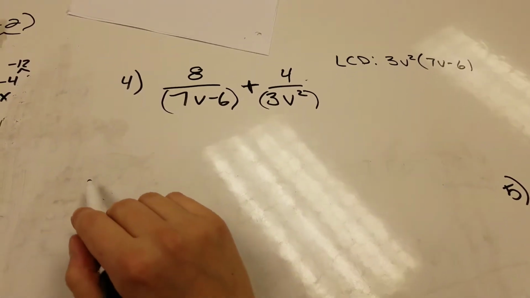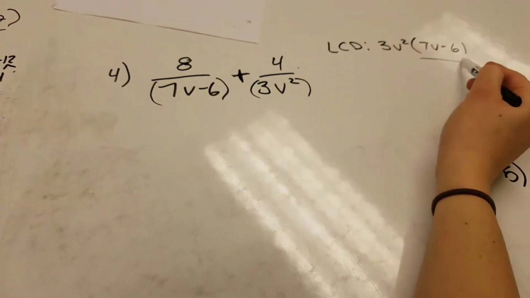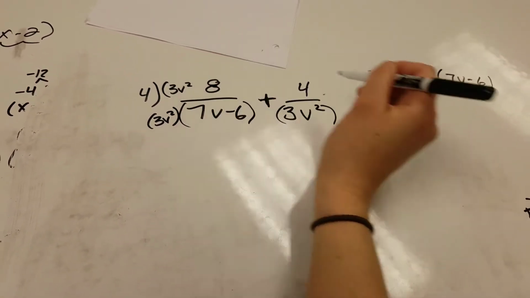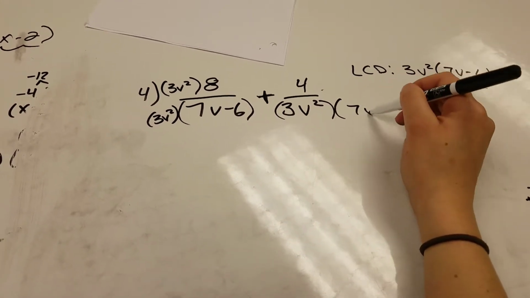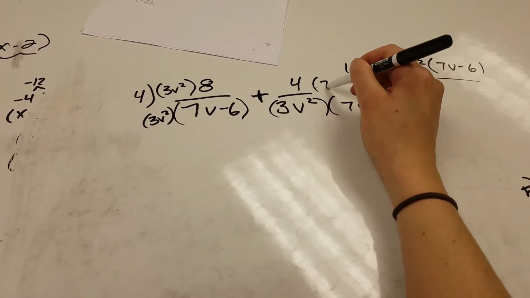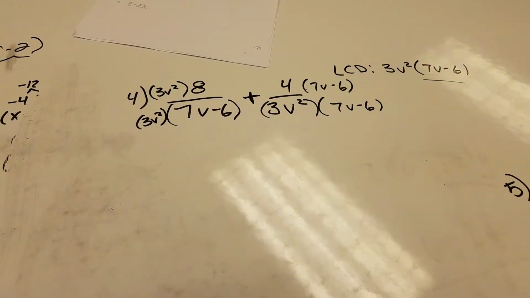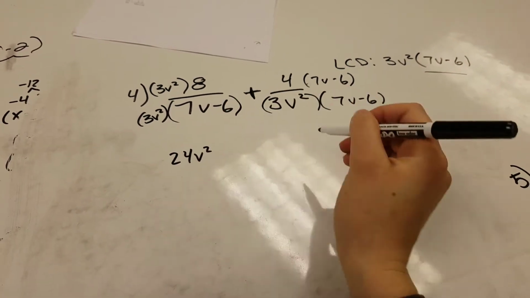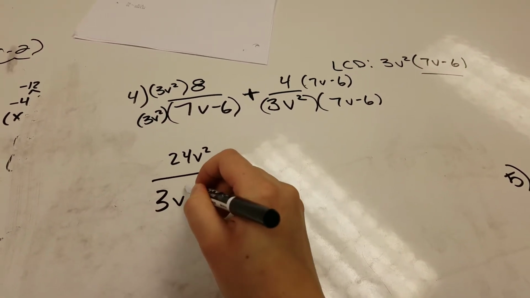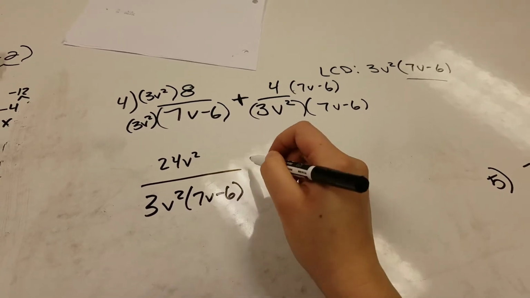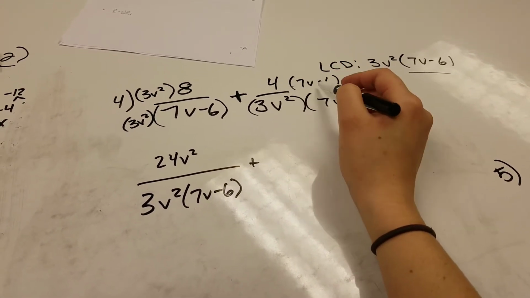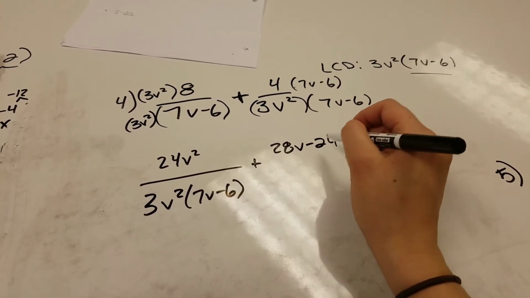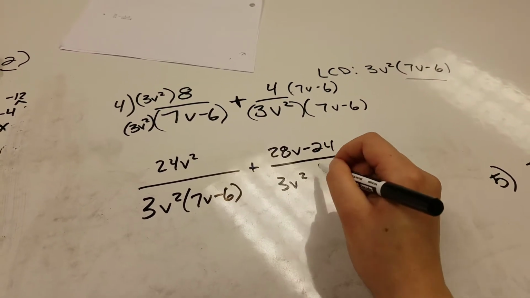Okay, so the first one, we have a 7v minus 6. We need a 3v squared. What we do to the bottom, we have to do to the top. The second one, we're going to need a 7v minus 6. What we do to the bottom, we have to do to the top. We're going to multiply them out. 3v squared times 8 is 24v squared. The bottom's just going to be 3v squared times 7v minus 6. Distribute our 4. 4 times 7v is 28v. 4 times negative 6 is negative 24. Over again, 3v squared times 7v minus 6.